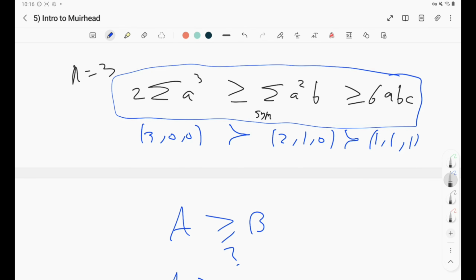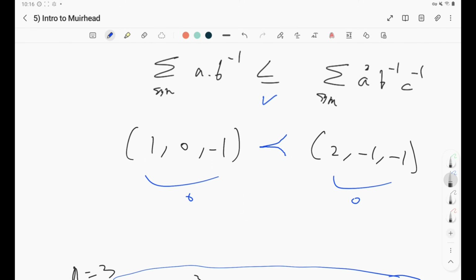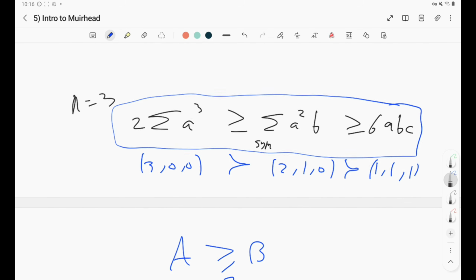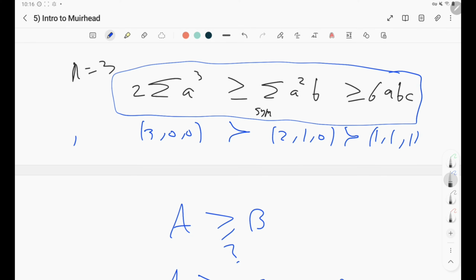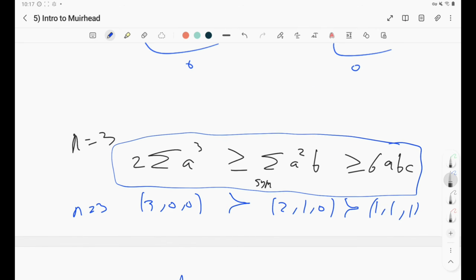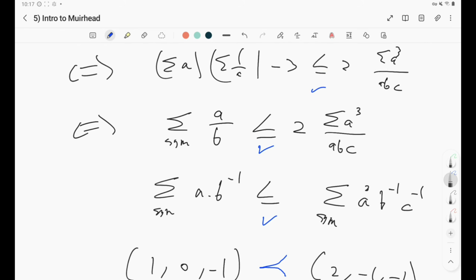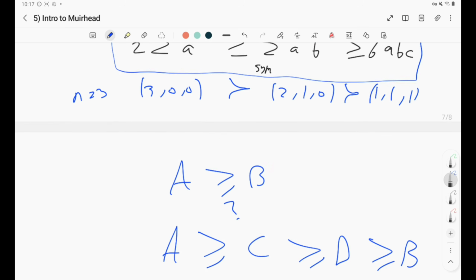So I would really advise you to play with Muirhead and try to put these sequences and work with them. For example, here this is for n equals 3. Try it for n equals 4, and if you want, write it in the comments below, and I will check them and tell you whether it's correct. Okay, so this is basically our lesson for today.